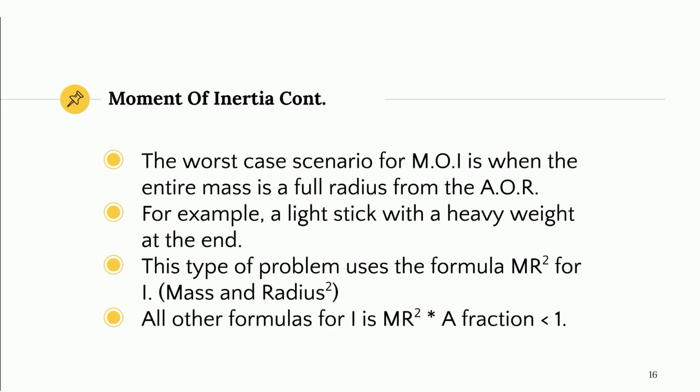This type of problem uses the formula mass times the radius squared for the moment of inertia. All other formulas for moment of inertia are mass times the radius squared times a fraction that is less than 1. So for example, a cylinder might be 1/2 times mass times the radius squared.